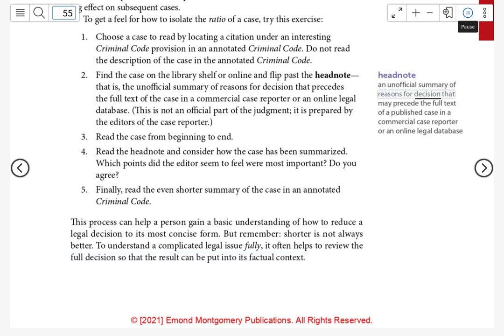Headnote: an unofficial summary of reasons for decision that may precede the full text of a published case in a commercial case reporter or an online legal database.